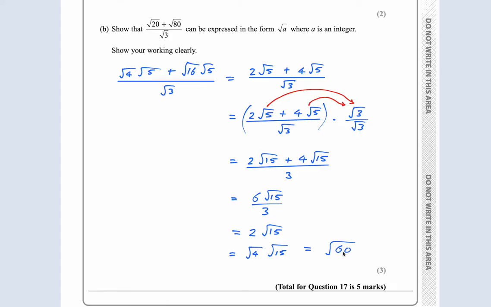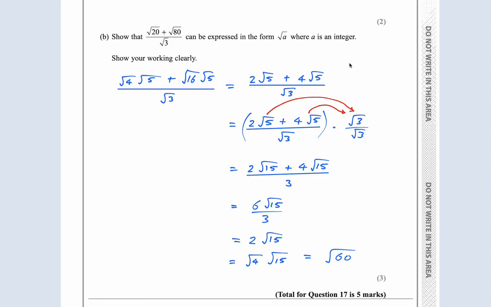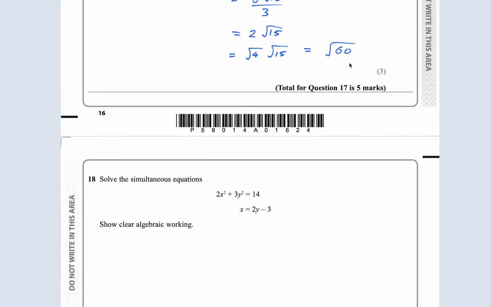Obviously, guys, that is a difficult question. Now, you could potentially have multiplied by root 3 over root 3 at the start, but I think that's harder because you end up with kind of bigger numbers. So this is my preferred way to do it. If you did it the other way, where you multiply by root 3 over root 3 here straight away as your first step, and you ended up with root 60, that is absolutely fine. Obviously, that's a really hard question, guys. And it's 5 marks for both of these parts. So it's, yeah, question 17, not easy.